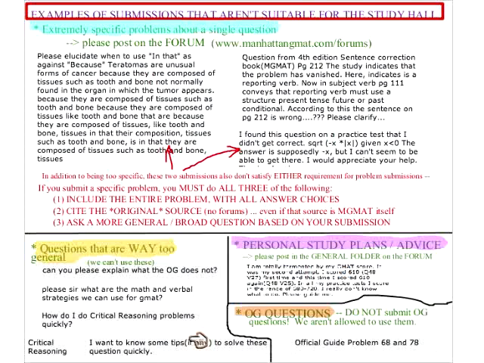Then there's these. I hope that you guys understand why we just can't possibly use these questions. Can you explain what the OG does not explain? That's a lot of stuff. It's not really something we could do in one study hall. What are the math and verbal strategies we can use for GMAT? That is basically everything that we have ever taught. So we definitely can't teach everything we've ever taught in one study hall.